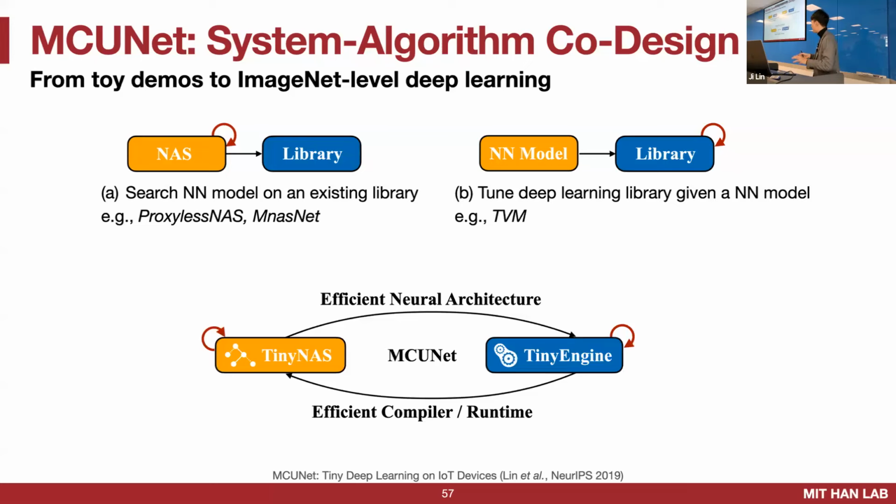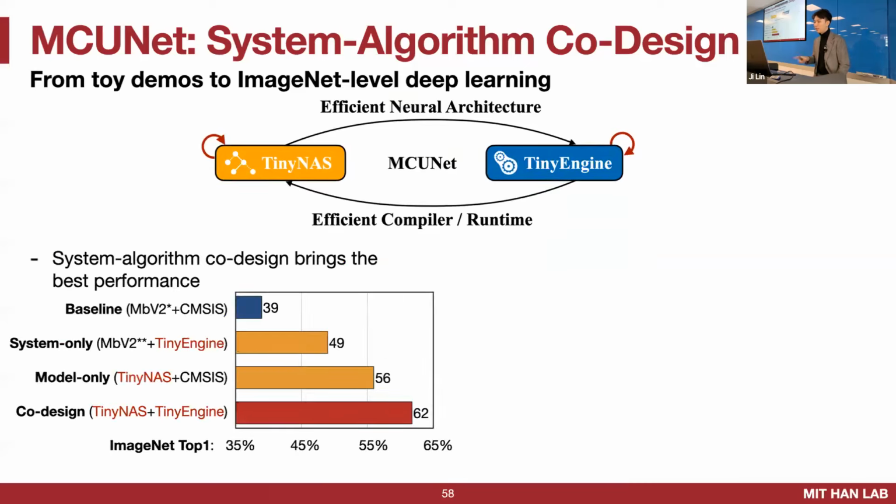So we need to co-design both the algorithm or the model and also the inference library to provide the best efficiency and accuracy trade-off. Our MCUNet consists of two parts. One is TinyNAS, which designs the efficient neural architecture, and the other is TinyEngine, which provides an efficient compiler or runtime. Both of them are optimizing the same loop with AutoML to get the best performance. Co-designing the system and algorithm gives us a lot of advantages. One thing is definitely that the co-design brings the best performance.